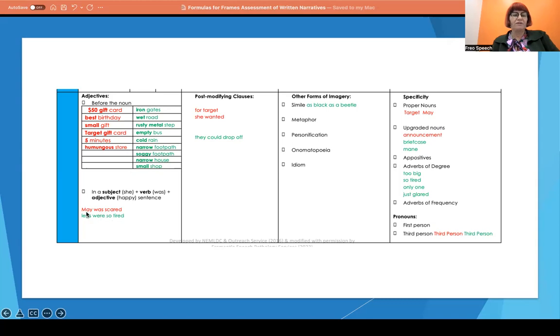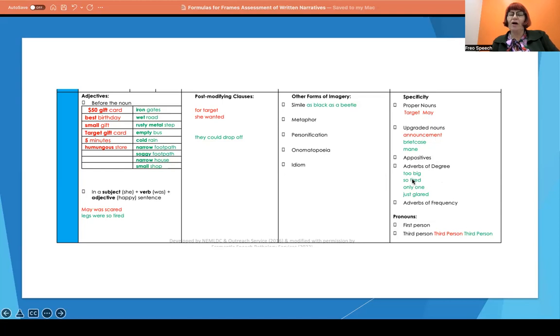Just one example each: "Max was scared and his legs were tired, so tired." Two post-modifying phrases in the pre-test, one in the post. One simile. Pre-test, two proper nouns, none in the post. I think in terms of upgraded nouns, "announcement" in the first was an example of a higher level noun, and "briefcase" and "main" in the second. No appositives.